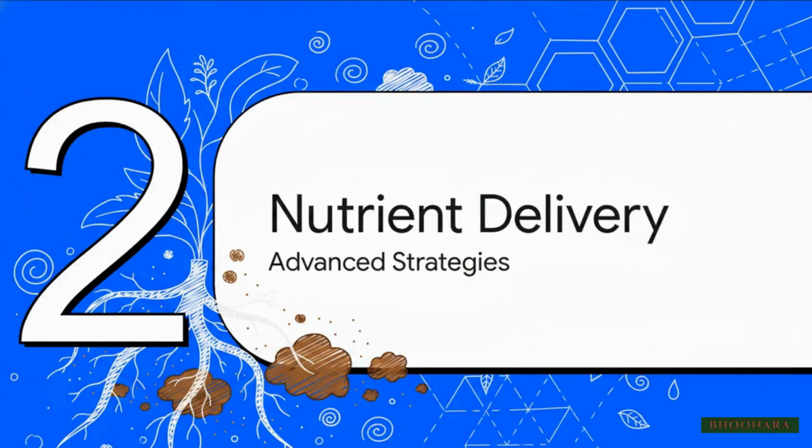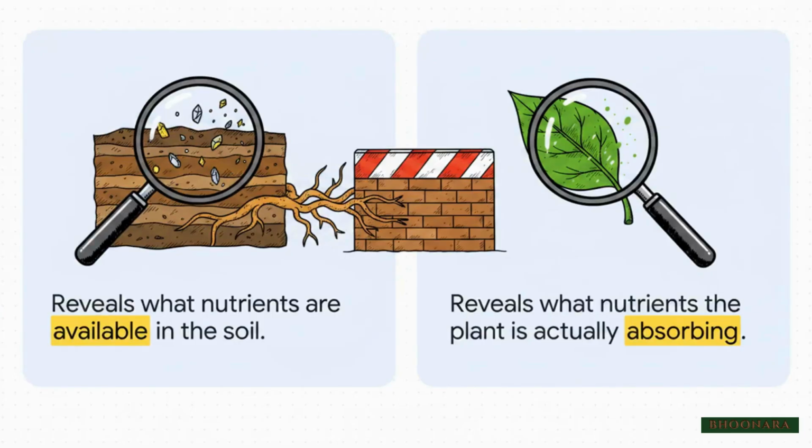Moving right along to Section 2, Precision Nutrient Delivery. Time to look at some advanced strategies. Okay, there is a massive, critical difference between what you think your plants are getting versus what they are actually consuming. Soil testing, well, that really only tells you what is sitting there in the ground. But tissue testing analyzes the actual plant material itself. By comparing the two side by side, you can uncover some major hidden roadblocks. For instance, you might have plenty of nutrients in the soil, but tissue testing could reveal that a pH imbalance, severe soil compaction, or even just a specific micronutrient deficiency is actively blocking the plant from absorbing them.